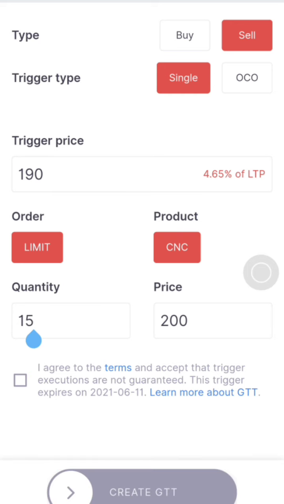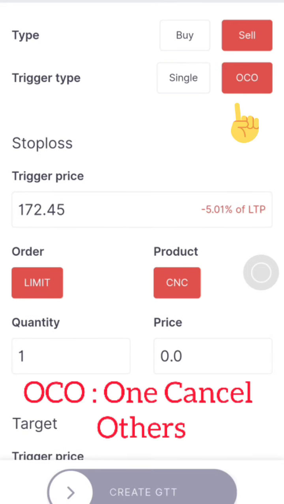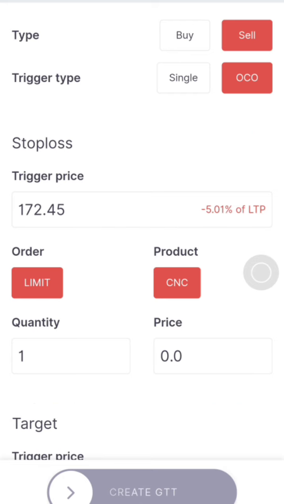Now let's talk about OCO. What do you mean by OCO? OCO means one cancels other. One cancels other means either one will get executed. So in this, when you are doing sell GTT, you can put OCO, one cancels other. In this, you can put your stop loss, and you can also put your target price.